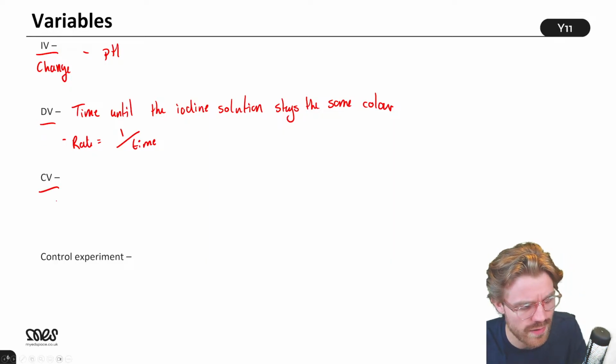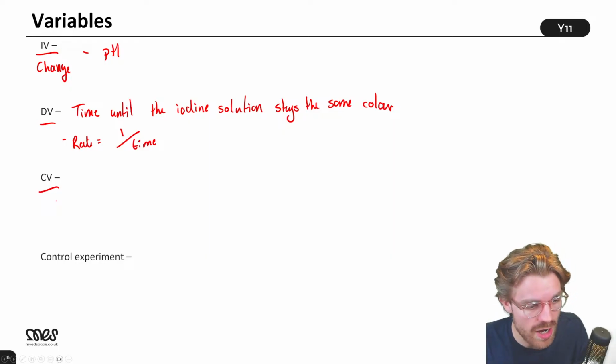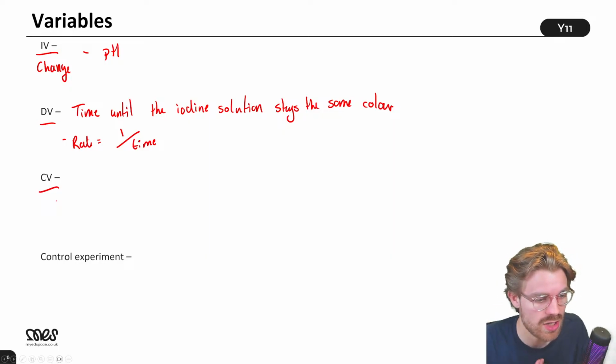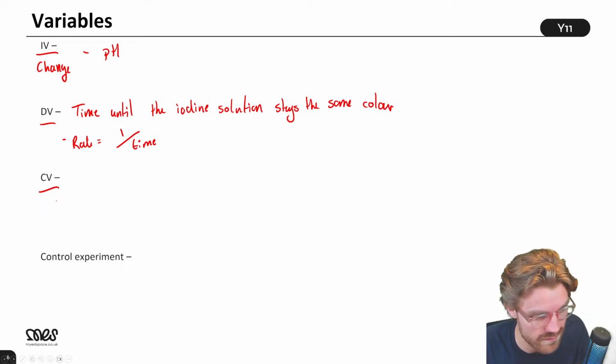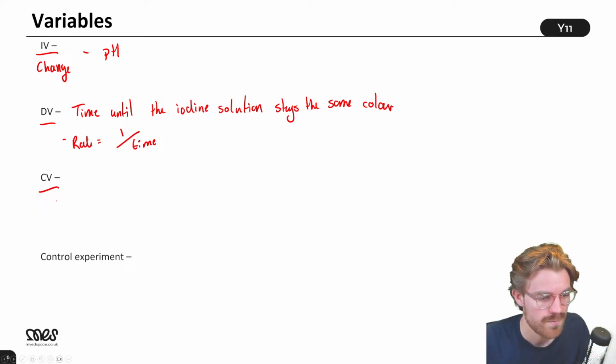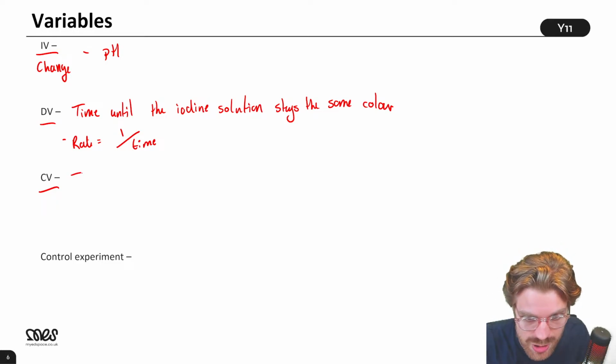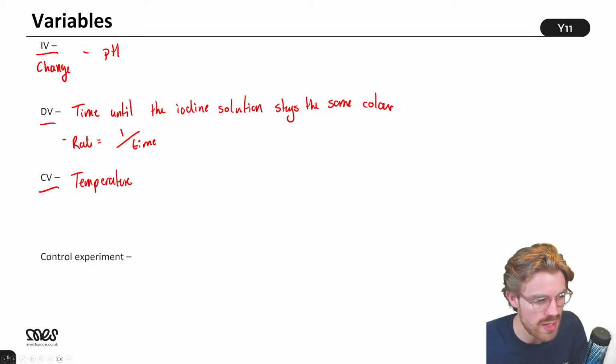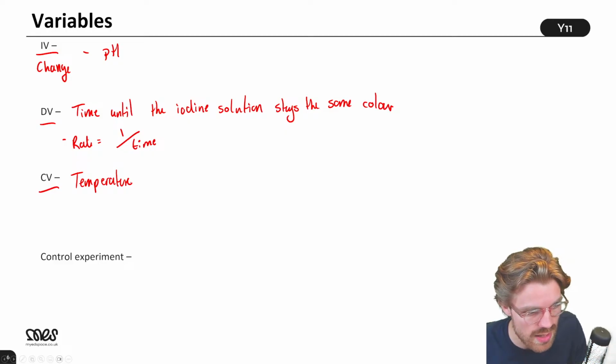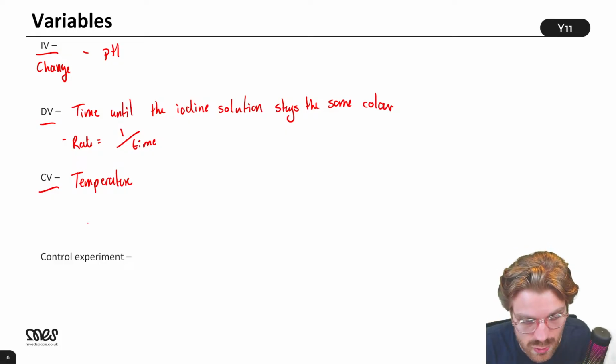What about our control variables then? The IV is the independent variable, the DV is the dependent variable, okay? So Eva says heat or temperature, very good. Temperature would affect the rate of the enzymes. What else could we say? Sanjid says temperature as well. Lael says the volume, very good.